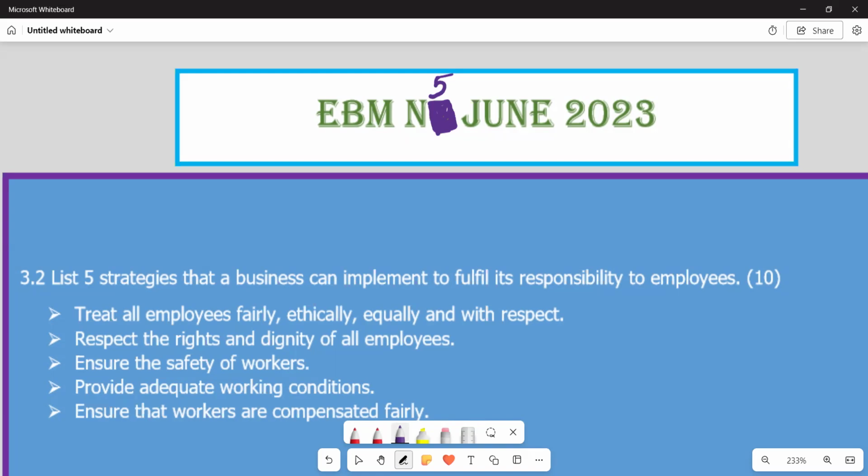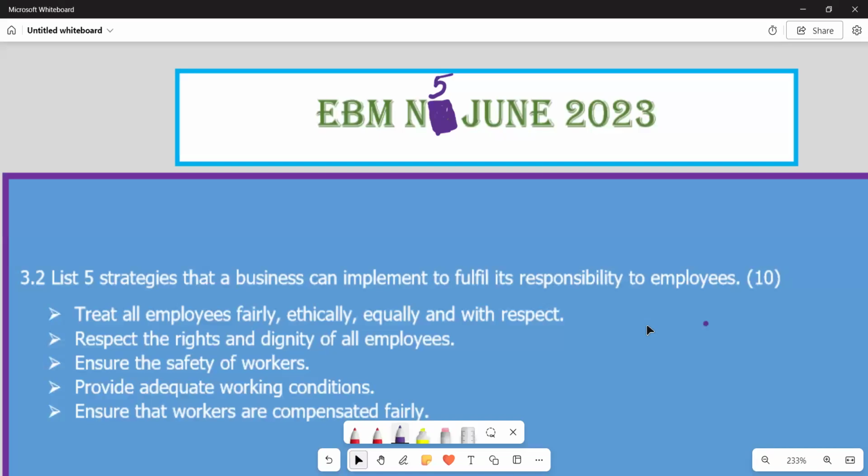If you look at this question, it reads: list 5 strategies that a business can implement to fulfill its responsibility to employees. The question has 10 marks. So you would see that a business has responsibilities that it has to its employees. Remember, we are talking about the owner of that business. What responsibility is there to the workers in that business?